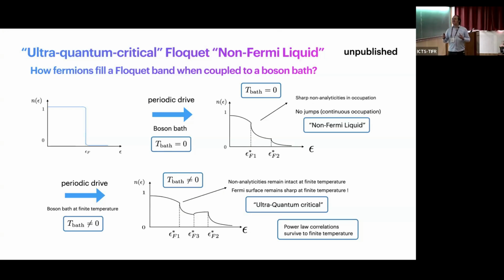All right. So we have now looked at the problem of how the Floquet band is filled when the fermions are coupled to a bosonic bath as well. And here is what we found. So when the bath is at zero temperature, there are still some sharp singularities in the occupation of the band.